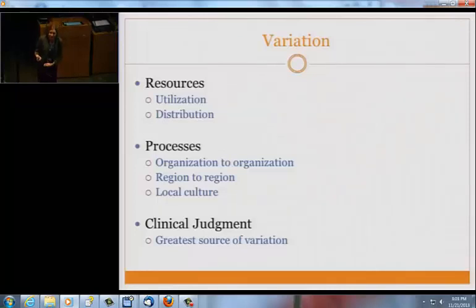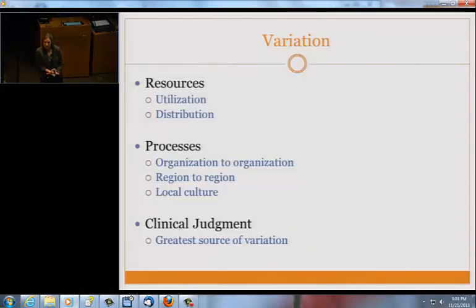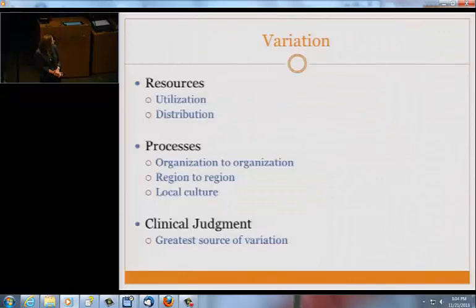Clinical judgment, okay, this is probably the greatest source of variation. How many times have you worked with one attending and then another to find that they approach a very similar problem in very different ways? Has that happened to anybody? Okay, good. It happens to us all the time.